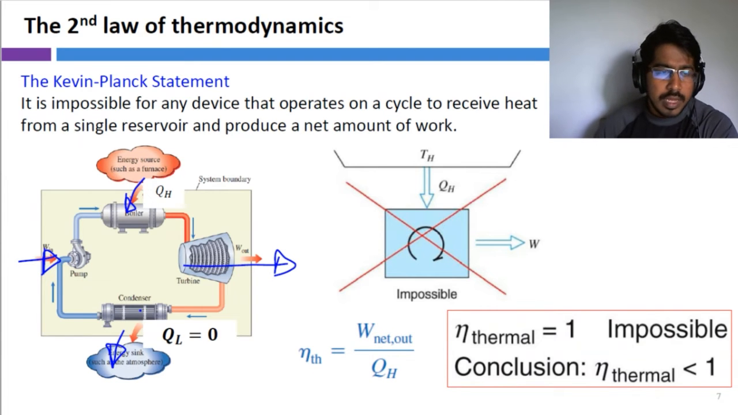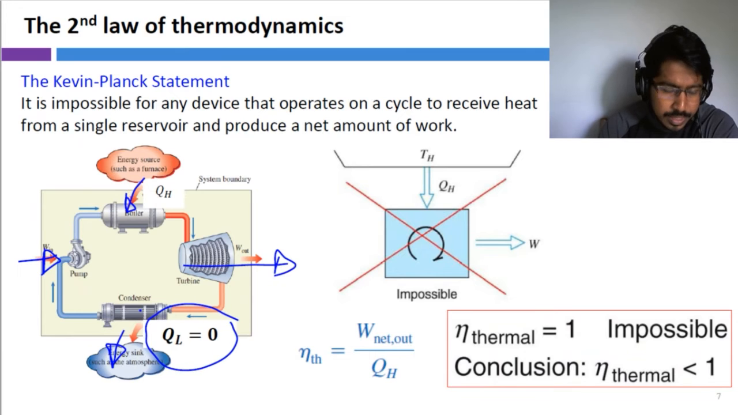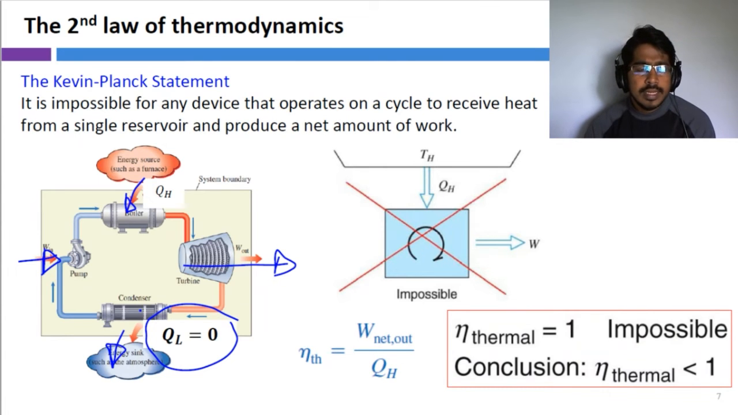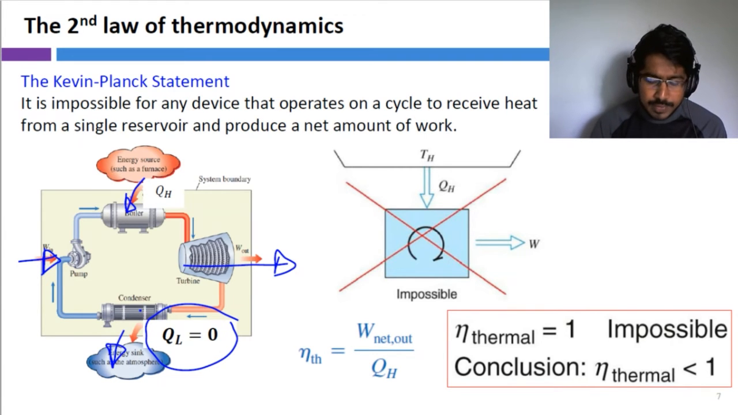So if we were to interact with one reservoir only, then what it essentially means is that QL becomes 0, right? QL becomes 0 if it is only one reservoir. So we have to definitely work with heat source, because without heat we cannot generate work, because there should be some form of energy coming into the system. And now if it is the only reservoir that we are dealing with, then it means we cannot eject heat at the condenser, right?